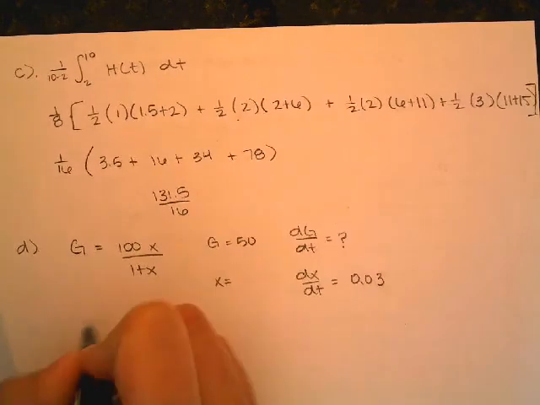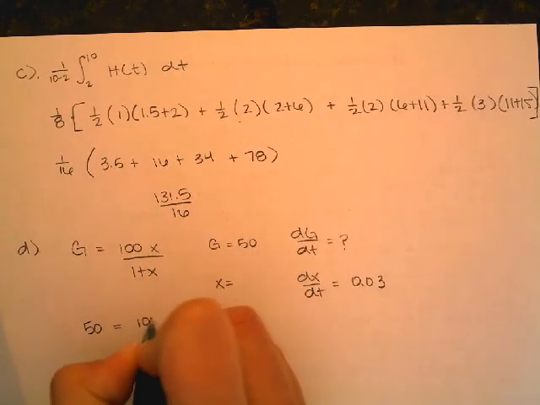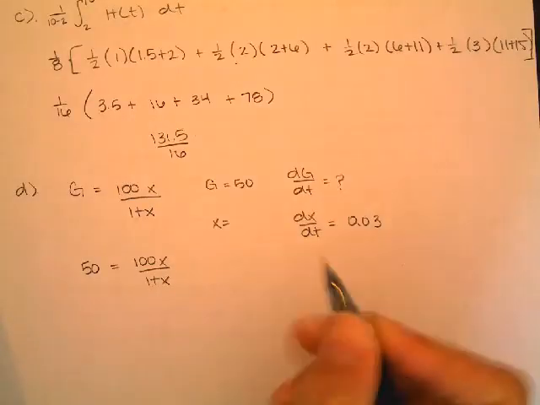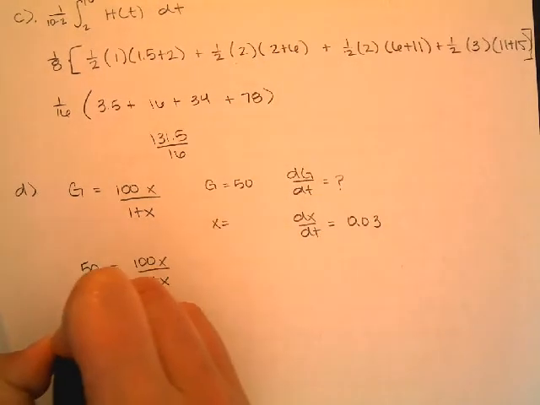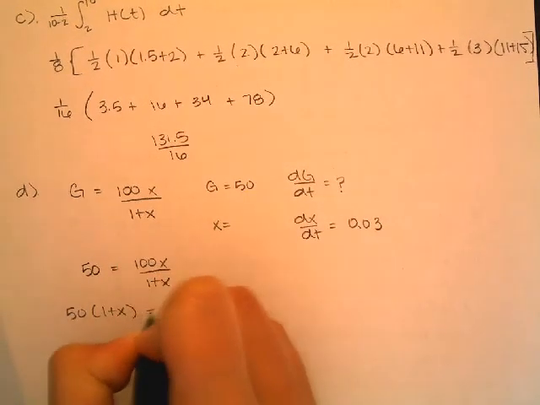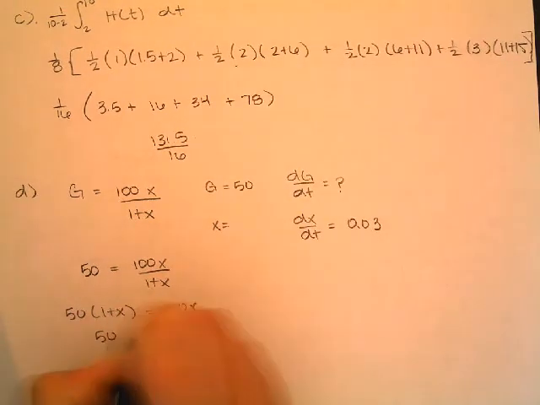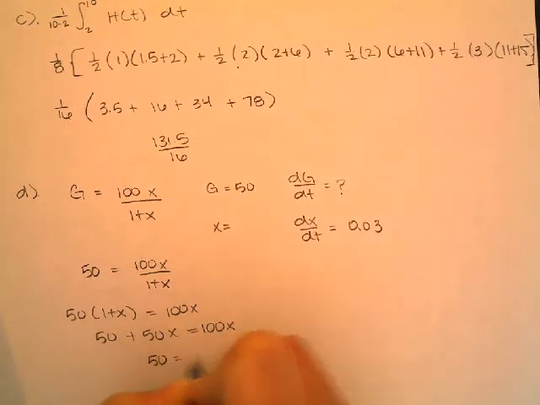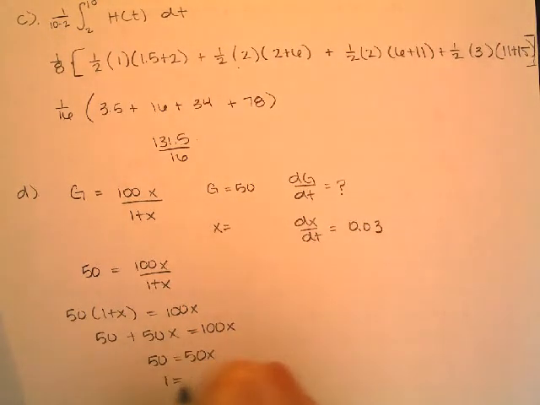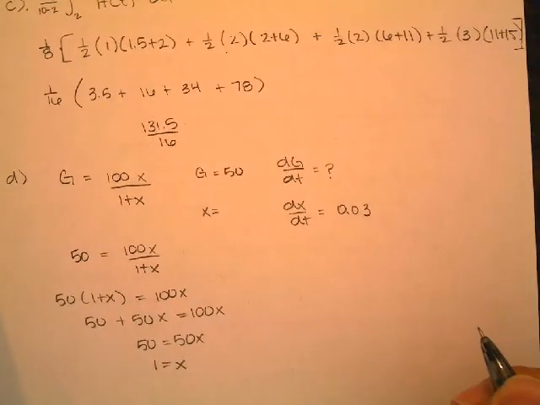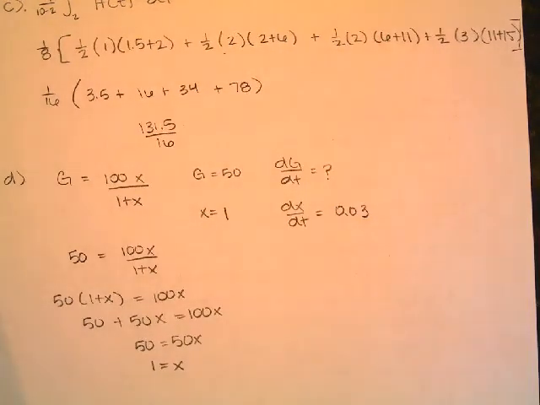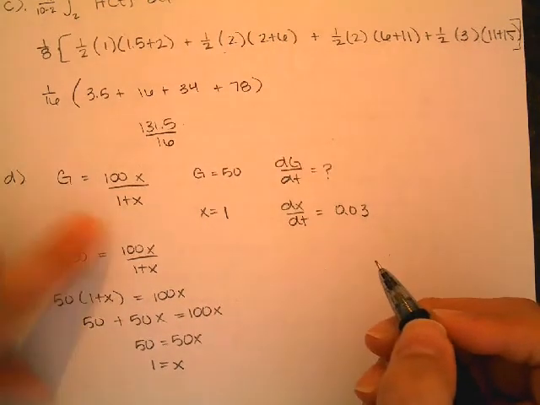So what I did first is I just went ahead and set 50 equal to the equation so I could solve for x. So I can multiply the 1 plus x to the other side. So that means that when the height is 50 meters or whatever, then the diameter is just 1. Okay. So from there, I said, okay, now let's do this as the related rates question.